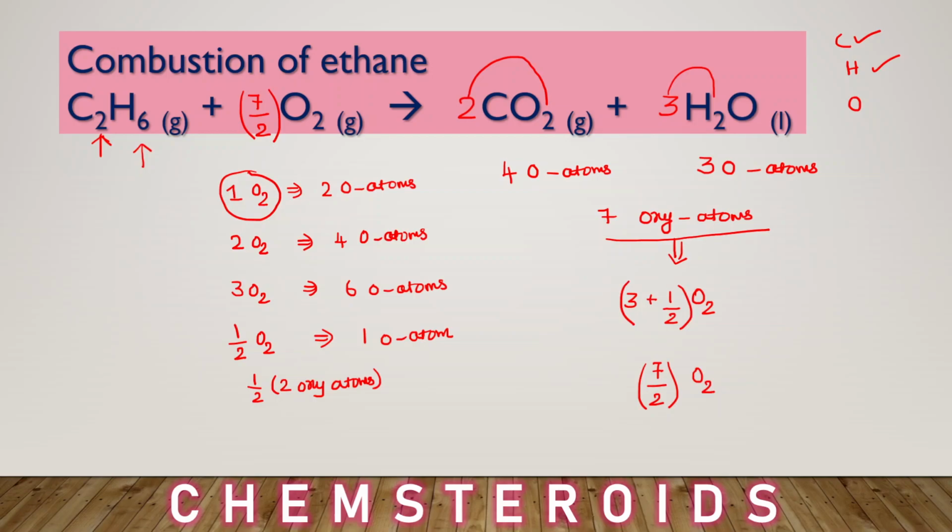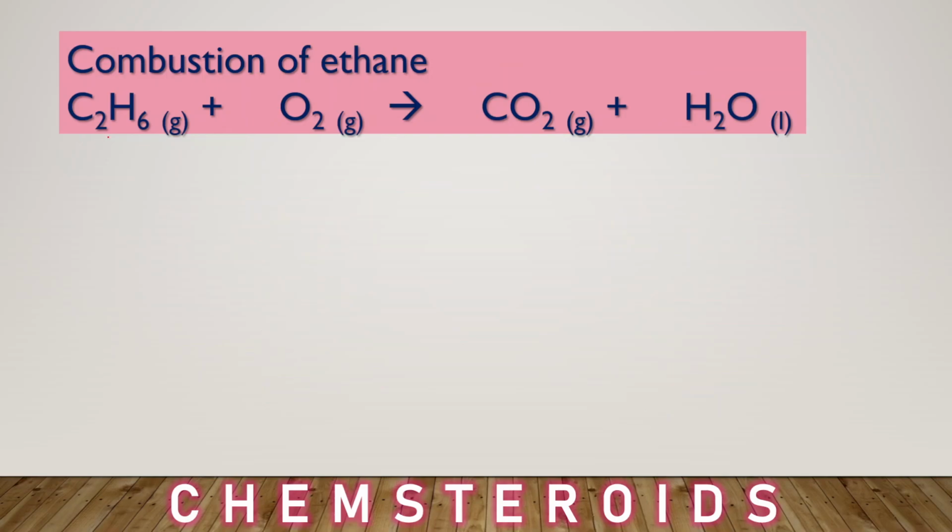So let me repeat this combustion of ethane. First, we have checked the balancing of carbon. There are two carbons, so I'll write two carbons. There are six hydrogens, half of it is going to be 3, so I'll write 3. By doing so, I'm getting oxygen as 4 oxygens here, 3 oxygen here, total 7 oxygen. Half of that is going to be 7 by 2. So this will be the equation.